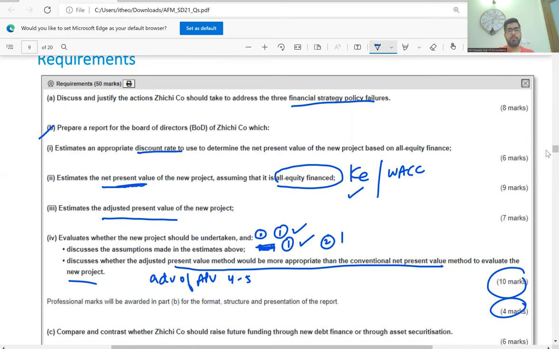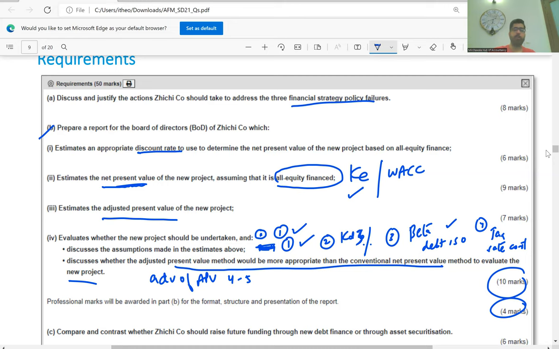Assumption 2, we have assumed the cost of debt to be 3%. You did this in ungearing and regearing, where we assume that beta debt is 0. You can write this assumption as well. We assume that tax rates are constant throughout the life. 1 more assumption. So you write 4 assumptions. 1 mark for whether the project is undertaken. 4 assumptions, you get 3-4 marks.